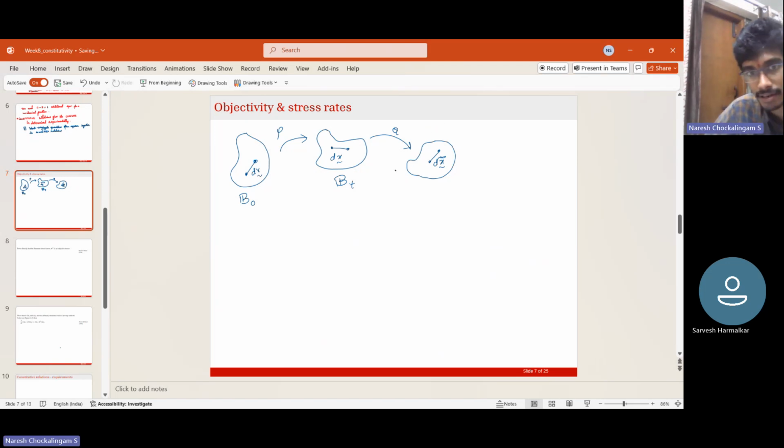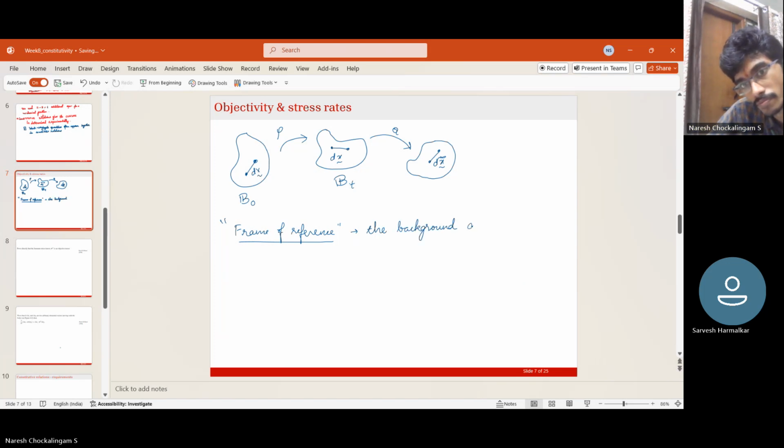Right? So the idea is that you look at the concept of frame of reference. The frame of reference, as you know from basic physics, is the background against which observations are made.